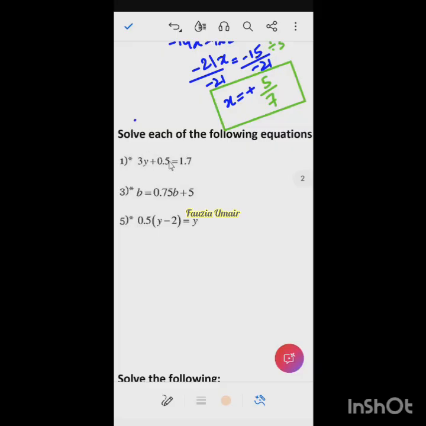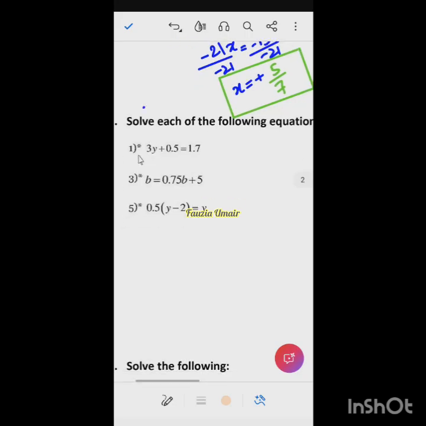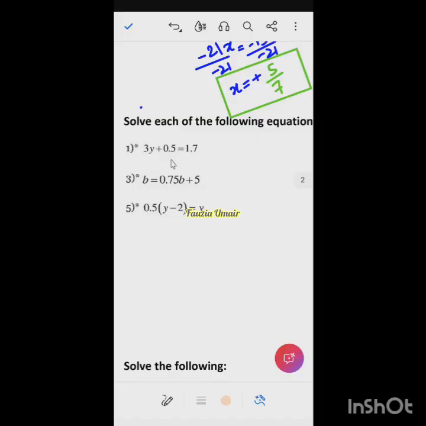Is there any bracket which we can expand? There is no bracket. So then we move on to the next step. This is the variable term 3y. It is already on the left side, right? So now the third step. Numbers or constants should be on the right side of the equation. So this 1.7 is also in the correct place, but 0.5 is not.